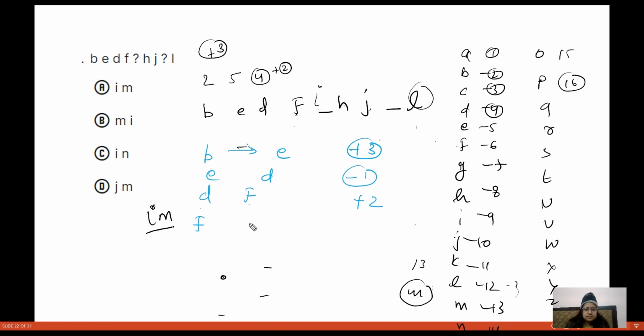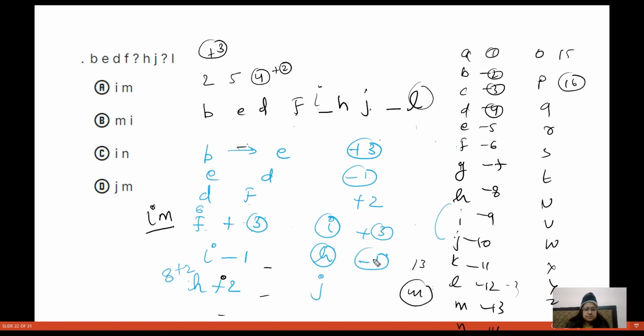So now I have F. If I do F plus 3, I am getting I, because F is 6, 6 plus 3 is 9, and I am getting I. Then I is satisfying the condition: I minus 1 is H. Yes, it is satisfying the condition. So plus 3, minus 1 got it. From H, I do plus 2 and check whether it is J or not. 8 plus 2 is exactly J, so the plus 2 condition is also satisfied.